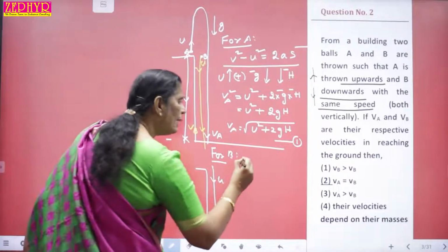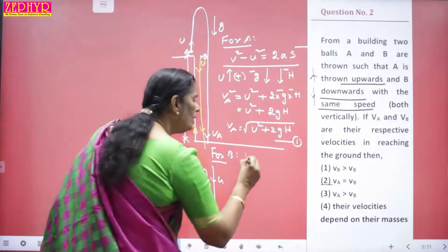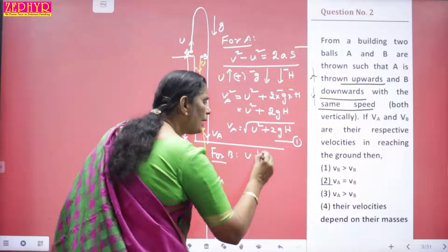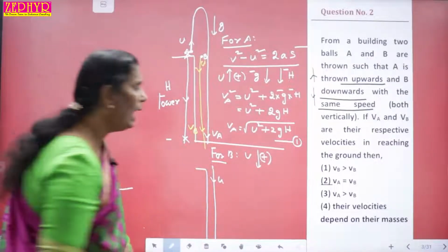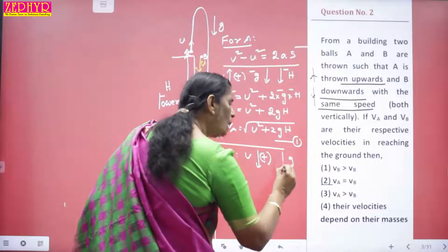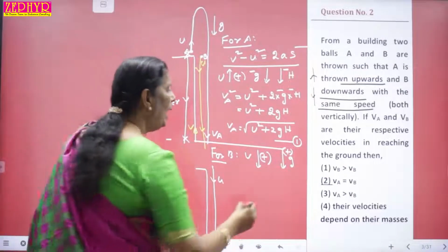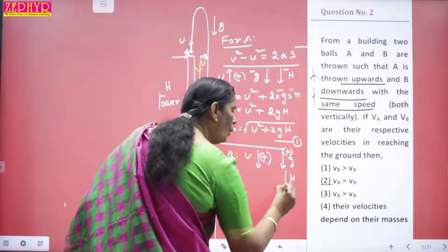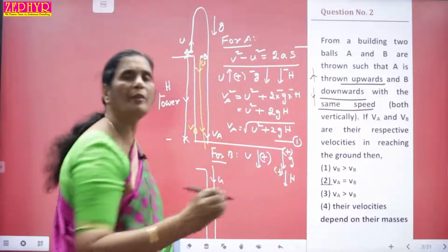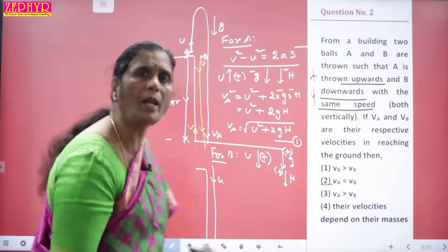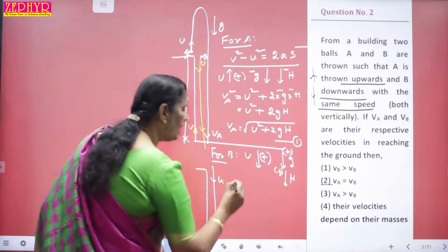Now, again, I will apply the same concept. U is down, so I will take down as positive. Acceleration is also down. Both are in the same direction, so positive. And H is also down, in the same direction as U, so it is positive. So all are positive. Again apply this formula.